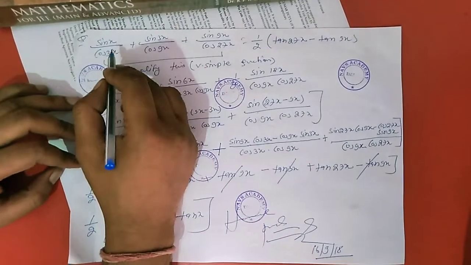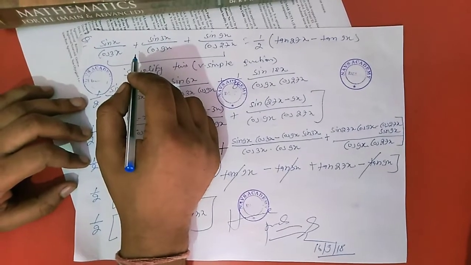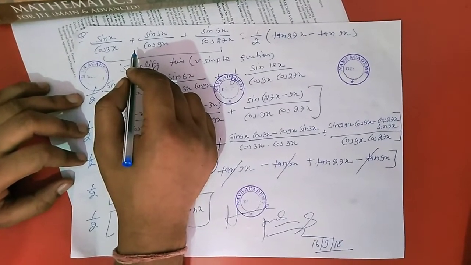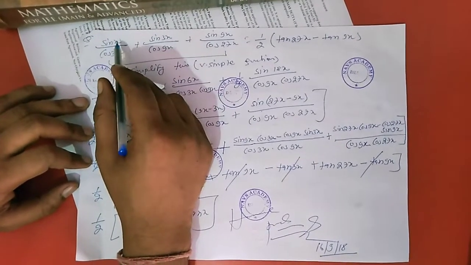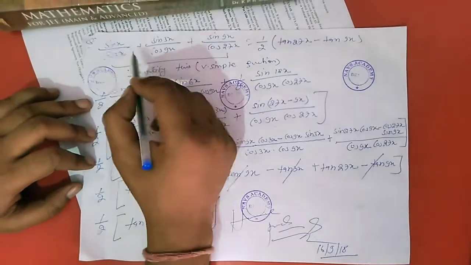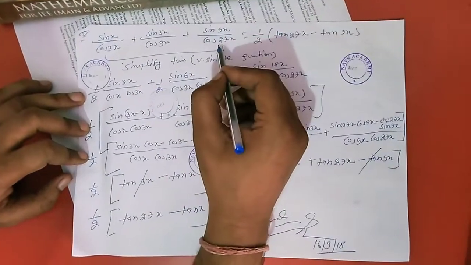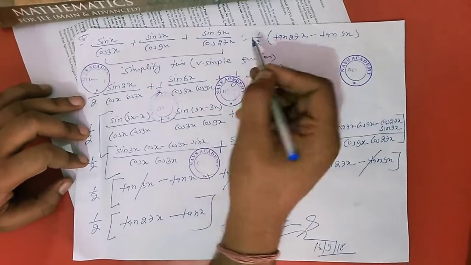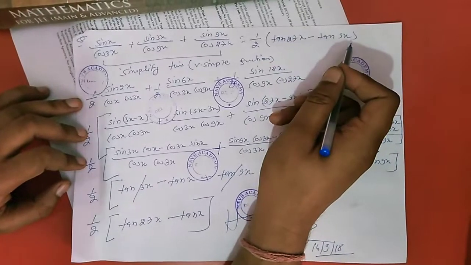Hello guys, this is a very simple question of 11th class, but this type of question can be asked in IIT JEE Mains and Advanced. The question is: sin x upon cos 3x plus sin 3x upon cos 9x plus sin 9x upon cos 27x equals half of tan 27x minus tan x.